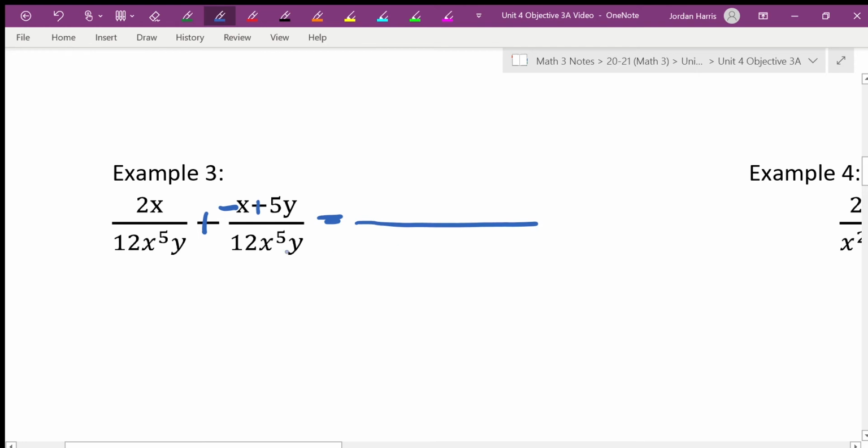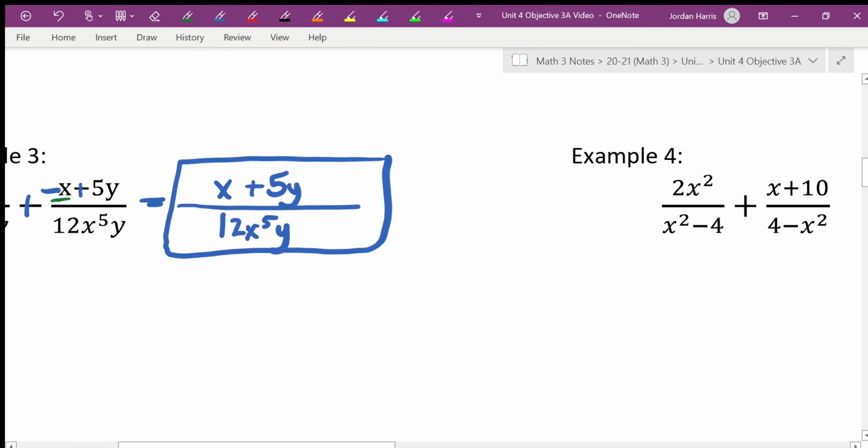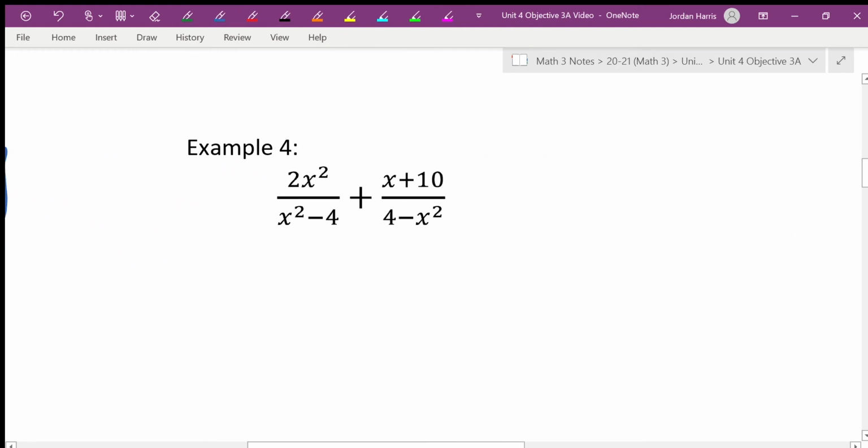So in this case, common denominator. It's not factorable, so I keep it as is. And then I combine. So I have 2x minus 1x, which is 1x, plus 5y. These are glued together, can't factor, so can't simplify. Done.